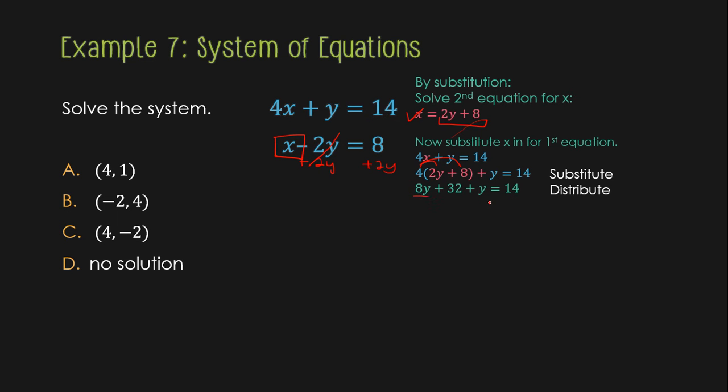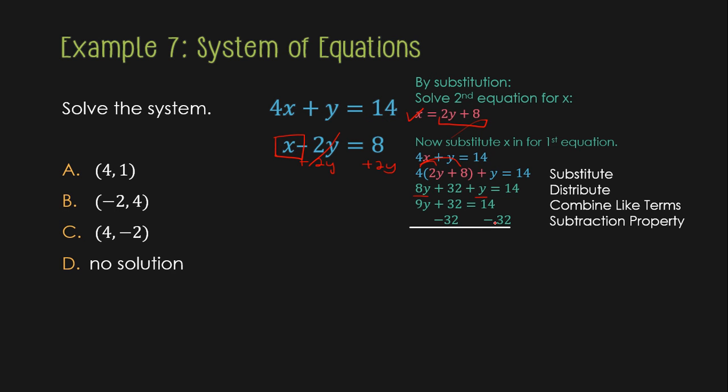So here I notice that 8y and y are both y's, so I can go ahead and combine my like terms. That's going to give me a total of 9y's. So 9y plus 32 equals 14. And then to get y by itself, I know that I can subtract the 32 to bring it to the other side. Because it was added, we do the opposite.